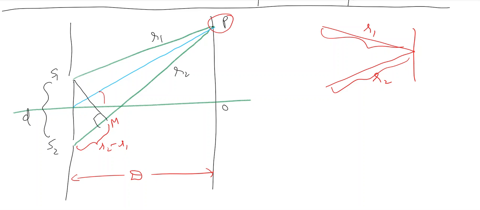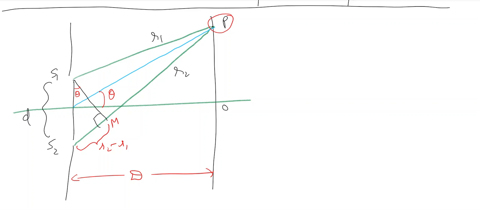And you can prove from the geometry of the figure that if this is theta, this angle has to be theta. So the intensity equation is I is equal to 4 times I0 cos square K (R2 minus R1) by 2. Let it be equation 1 for now.